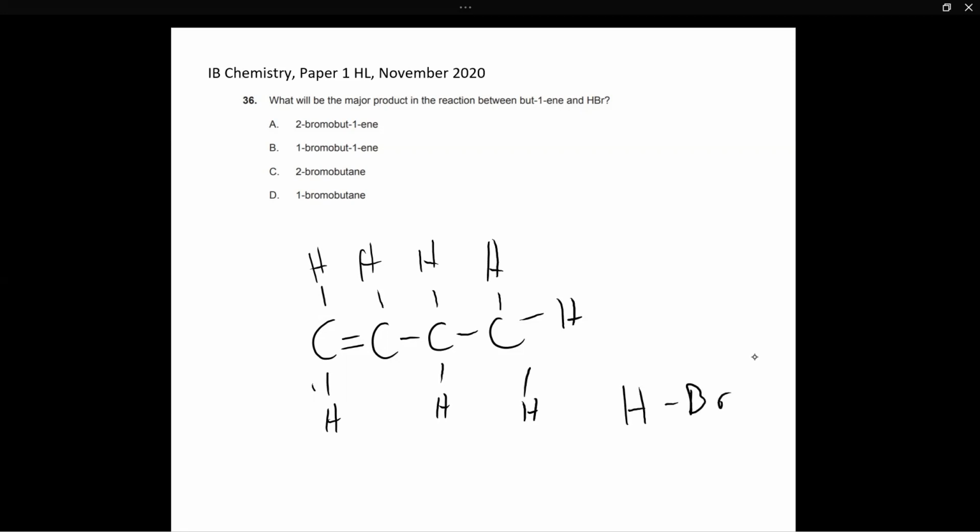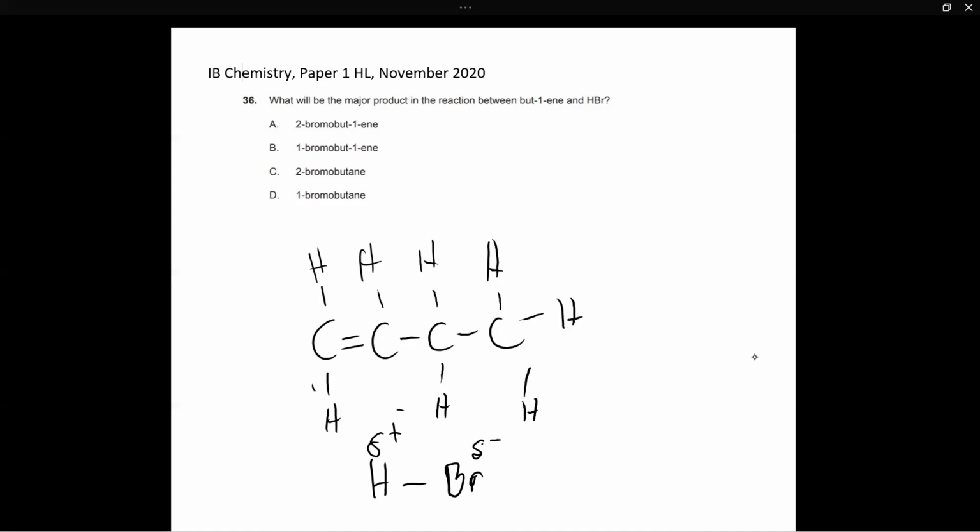Now you know that the bond in hydrogen bromide is polar because of the difference in electronegativities between hydrogen and bromine. I'm going to draw this down over here and you'll see why I've done that in a moment. Because of the difference in electronegativities, this bond is polar, and that's why the bromine in hydrogen bromide has a slight negative charge and the hydrogen has a slight positive charge.